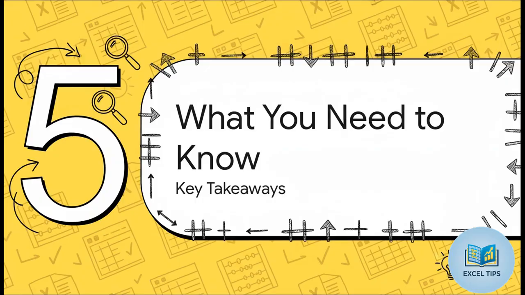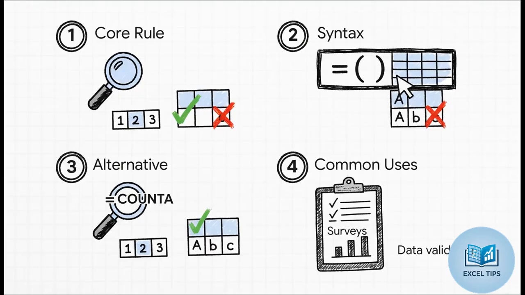Okay, let's do a quick recap and lock in the most important things you need to remember about this. So here's the deal. First, the core rule, the one thing you can't forget. Count is for numbers only. Second, the syntax is super simple. It's just equals, count, and then your range. Third, if you need to count cells with any kind of content, you've got its partner, COUNTA. And finally, start thinking about where you could use this. It's amazing for things like tracking survey responses or checking if all your data has been entered.